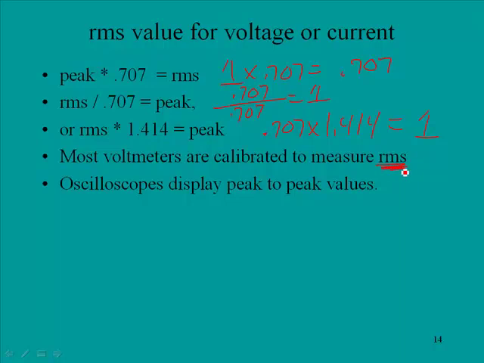Most voltmeters are calibrated to measure in RMS. So when you take a voltmeter, a VOM, or a digital multimeter, and you measure an AC value, you will measure the RMS value. Oscilloscopes display peak or peak-to-peak values.